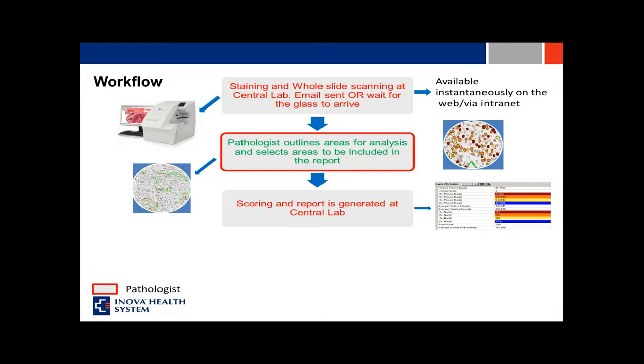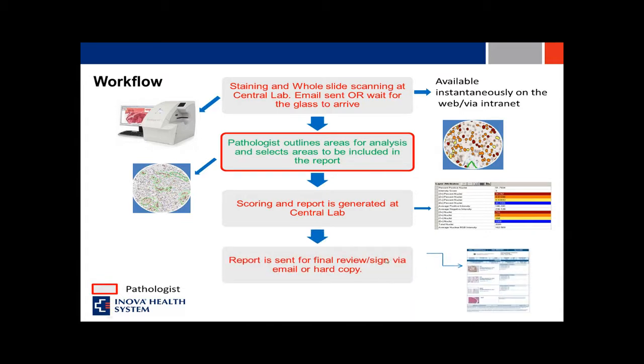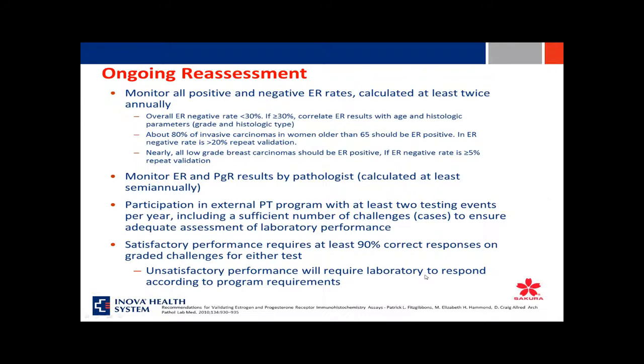And then the scoring and report is generated at the central lab. So when they're actually outlining regions, they're just changing the case status. Once they are done, they're just changing the case status to pending image analysis, and then the scoring and report is generated instantaneously at the central lab. And then the report is sent for final review, or via email or copy, or incorporated into our LIS system. So that's a very simple 5-minute workflow for scoring these out.